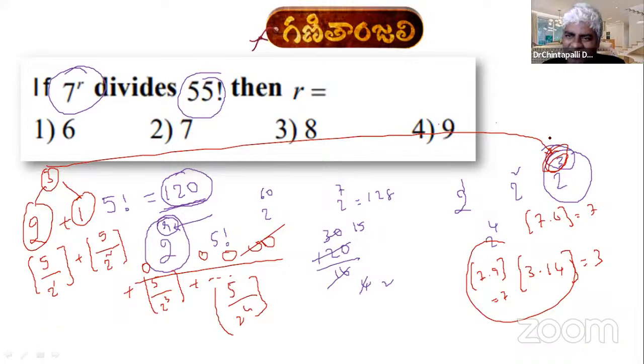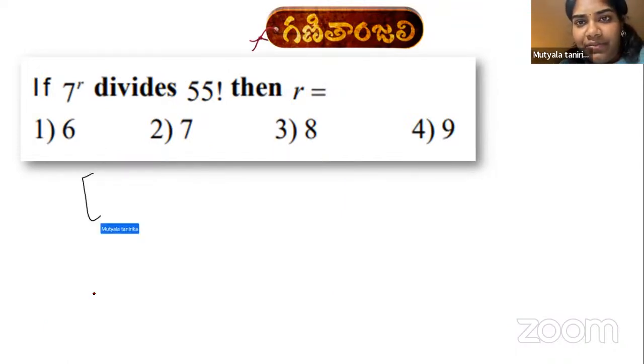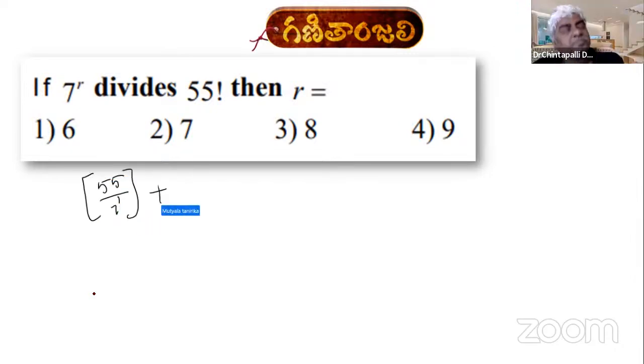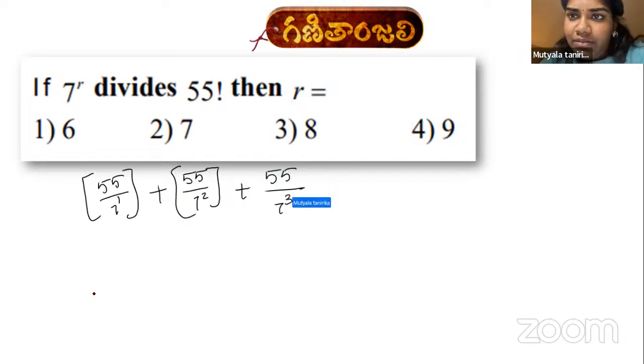Oh, then it's going to be 55 by 2. No, step of 7, not 2. It is 7. Yes, sir. Got it. Do it on the screen. It's going to be step of 55 by 7 to the power 1, plus 55 by 7 square, plus 55 by 7 cube.